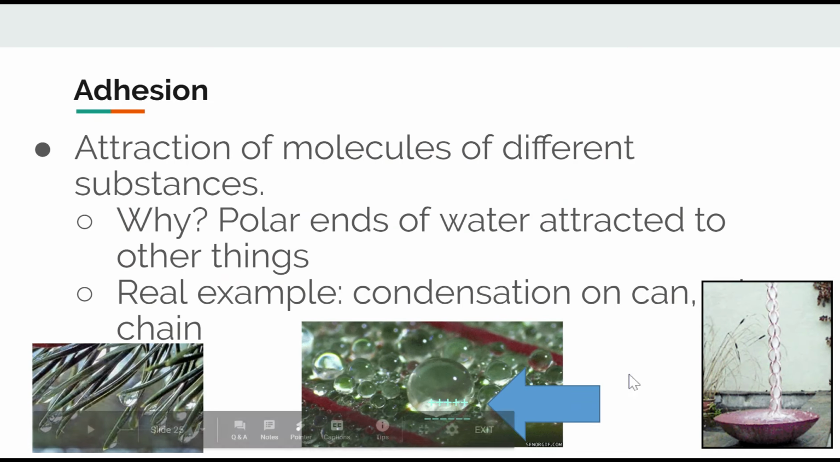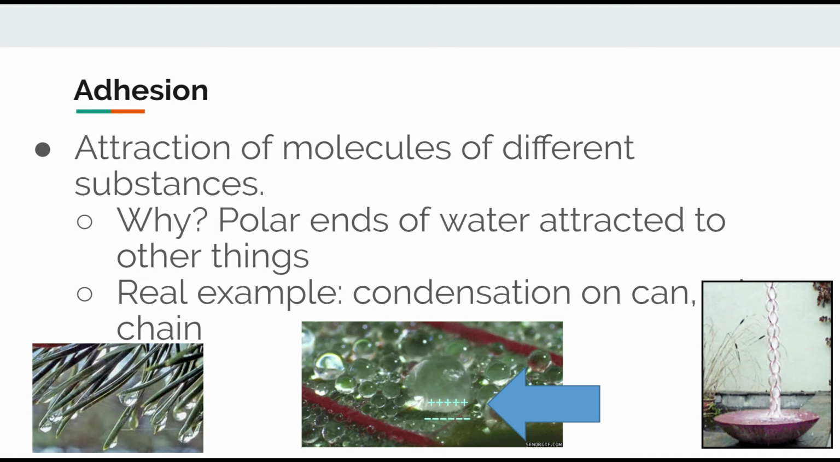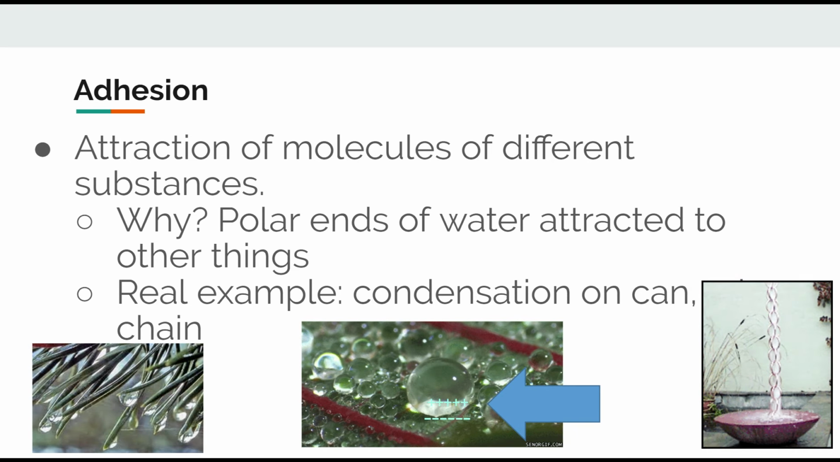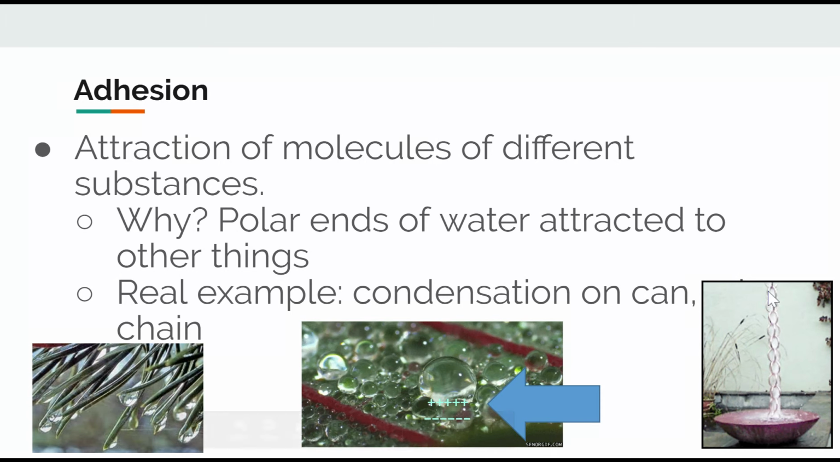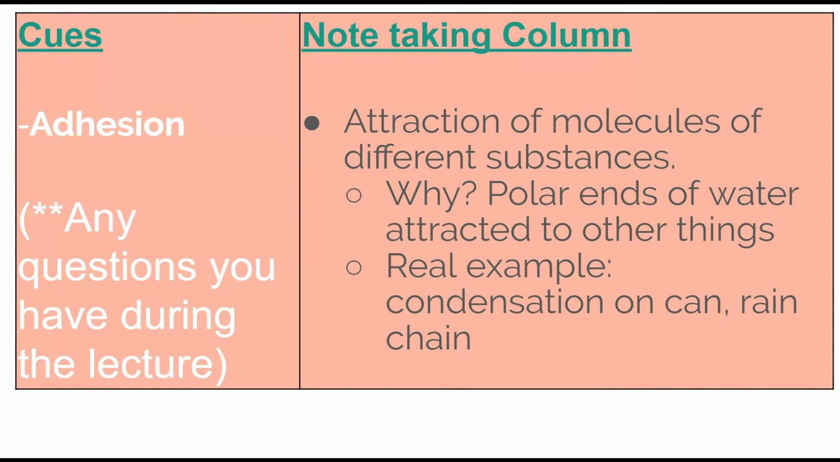So in this example here, let's say this leaf is negatively charged. That means the positive end of those water molecules will be attracted to it. Over here on the left, you see that those water drops stick to the ends of those needles, or this is called a rain chain. So the idea is that water usually coming off of a house can be directed to a specific place because the water molecules will stick to the chain and then go directly into a bucket or container of some sort. So please record that information now.